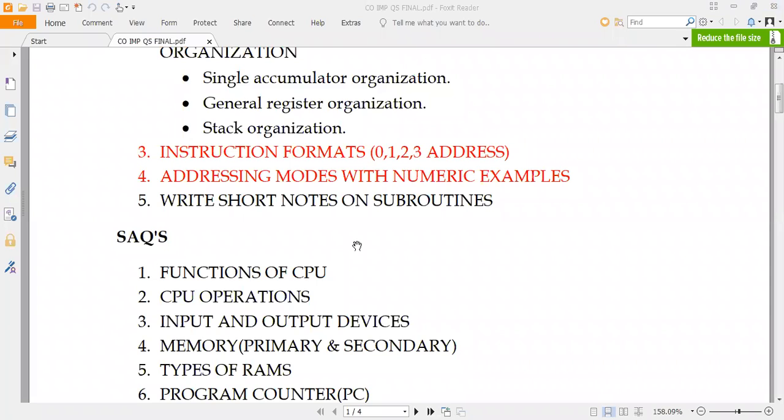So, addressing modes with numeric example. Yesterday also I told, if he is clearly specifying, and I told one more thing as well: if it is the 14th question, you can expect it from which unit? I told you yesterday. Fourth unit, sir. It's from the 4th unit. So now you have addressing modes with numeric example.